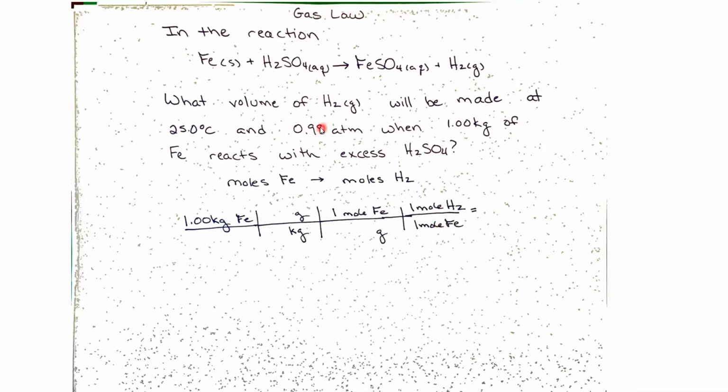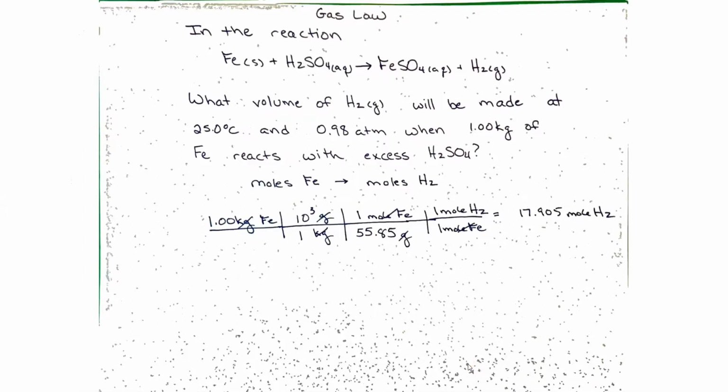Now, luckily, everything here is 1-to-1. This is balanced as written. So when I plug in my numbers here, 1 kilogram is going to be converted to grams pretty easily, 10 to the 3rd. And then 55.85 grams of iron is the equivalent of 1 mole of iron. So that's our gram to mole conversion. And then 1 mole of iron is equivalent to 1 mole of hydrogen. So when I go through and do that, I get 17.905 moles of hydrogen.